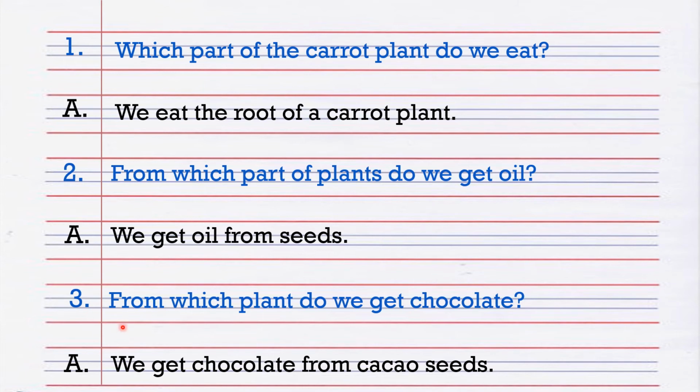Question number 3, from which plant do we get chocolate? हमें chocolate कौन से plant से मिलती है? This we have also done in one of the fill in the blanks above earlier. So the answer is, we get chocolate from cacao seeds. Cacao seeds जो होते हैं उनसे हमें chocolate मिलती है.